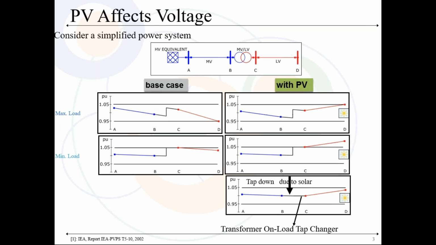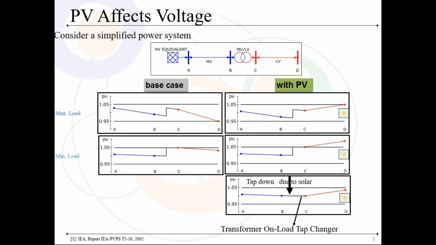So in the base case, if we have high load, that means we're drawing a lot of power, then the voltage drops quickly. And so in the middle of the feeder we have here a transformer at the distribution system that will step up the voltage, and then it will make it such that the entire line from A to D is within the range. If we have minimum load, then the voltage drop is smaller, and we're staying more towards the higher end of the voltage band.